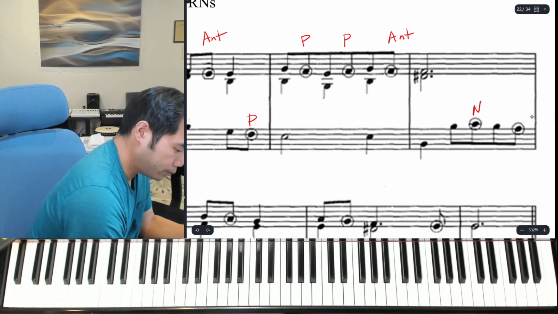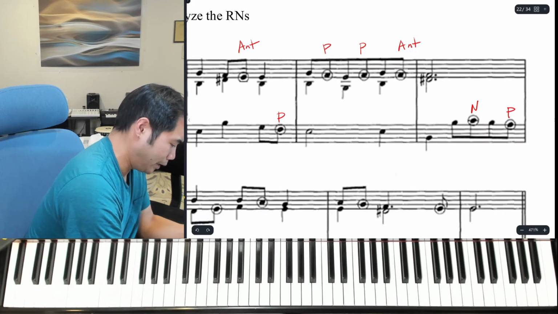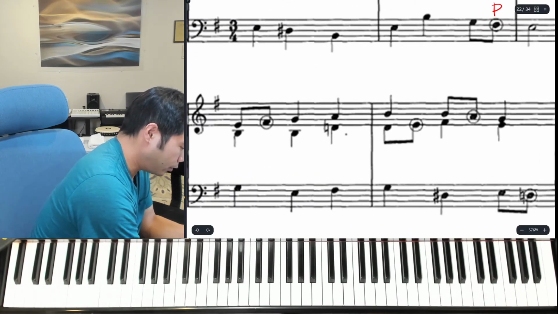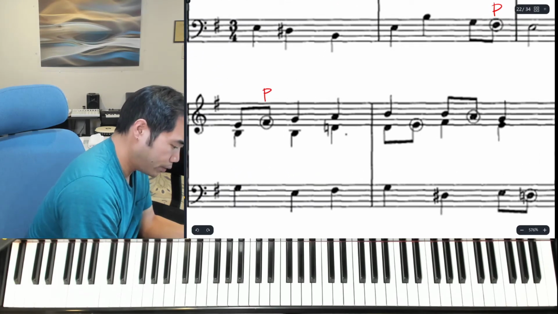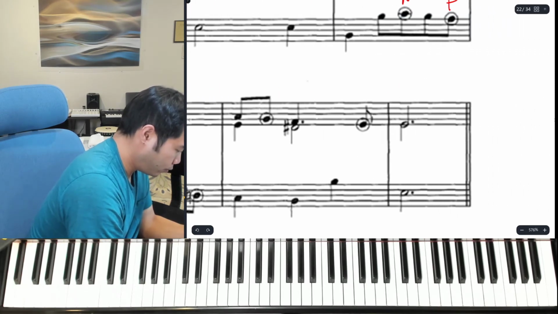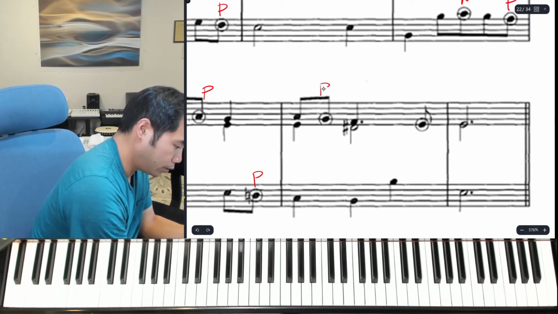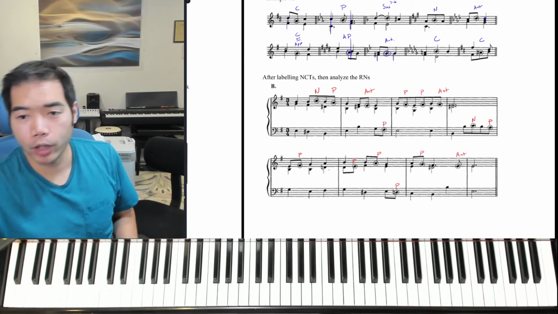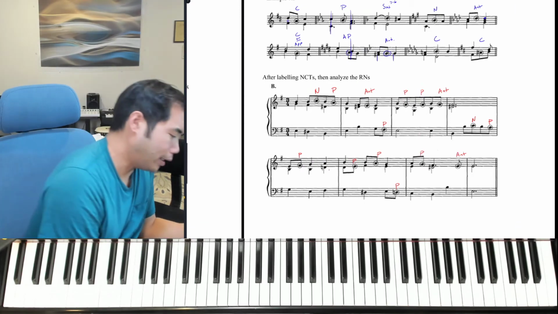Neighbor tone here, passing tone from the A down to a G, I assume, yes. Flying right along. Passing tone here, passing tone, passing tone, passing tone, passing tone, and anticipation. Okay. Really easy to see. They've all been marked for us. We've knocked them all out.